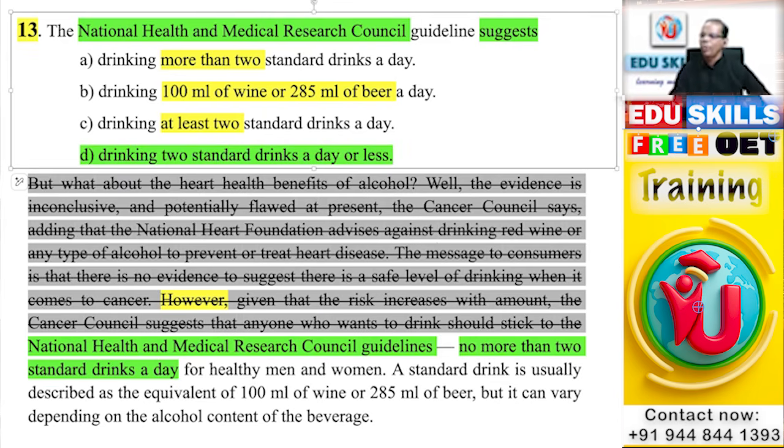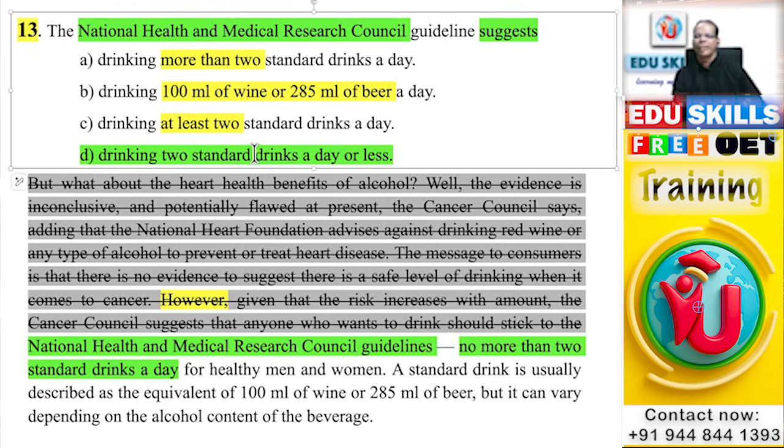No more than 2 means you are not forbidden to drink 1 drink. If you can drink 1, that's enough. That's better. But don't drink more than 2. The D option says drinking 2 standard drinks or less. Maximum 2. NHMRC says maximum 2, no more than 2 drinks. It means you can drink a maximum of 2, you can drink less, but never more than 2.